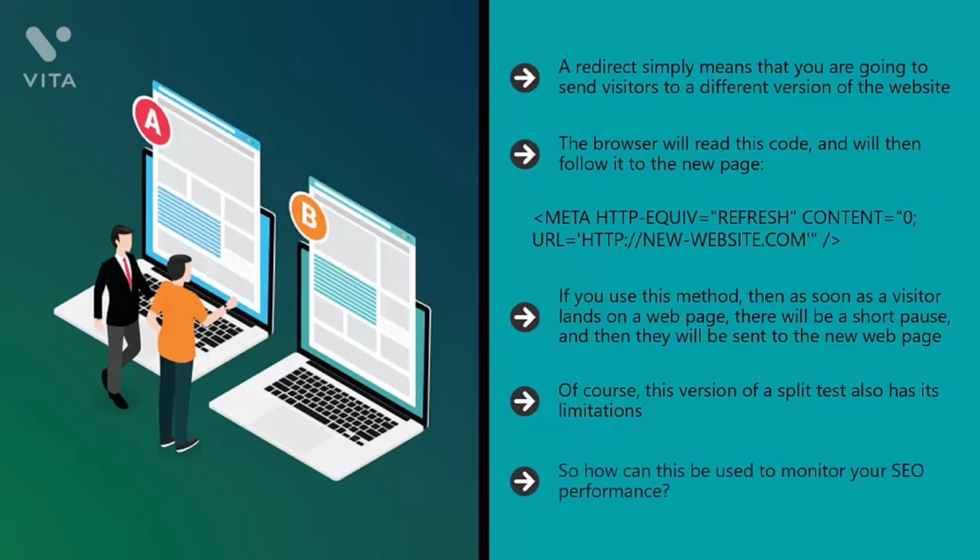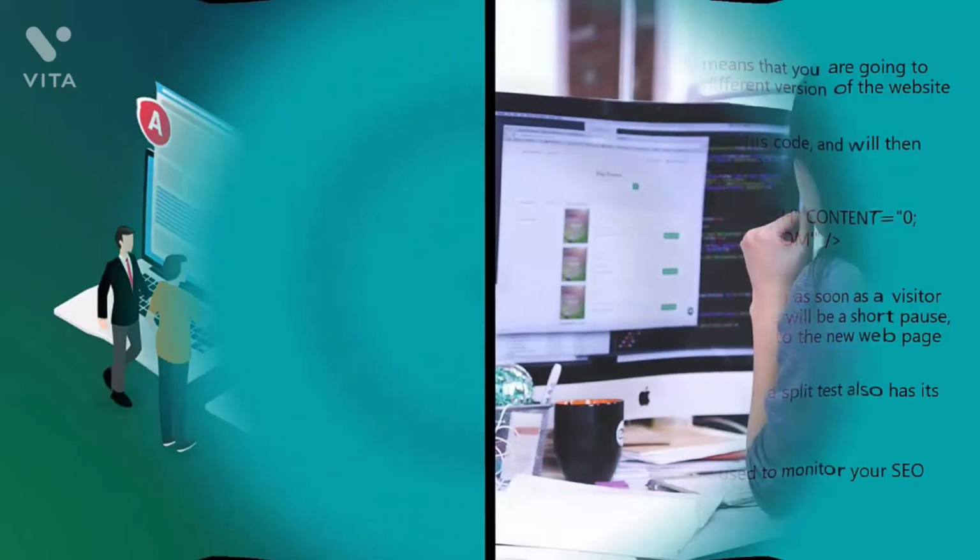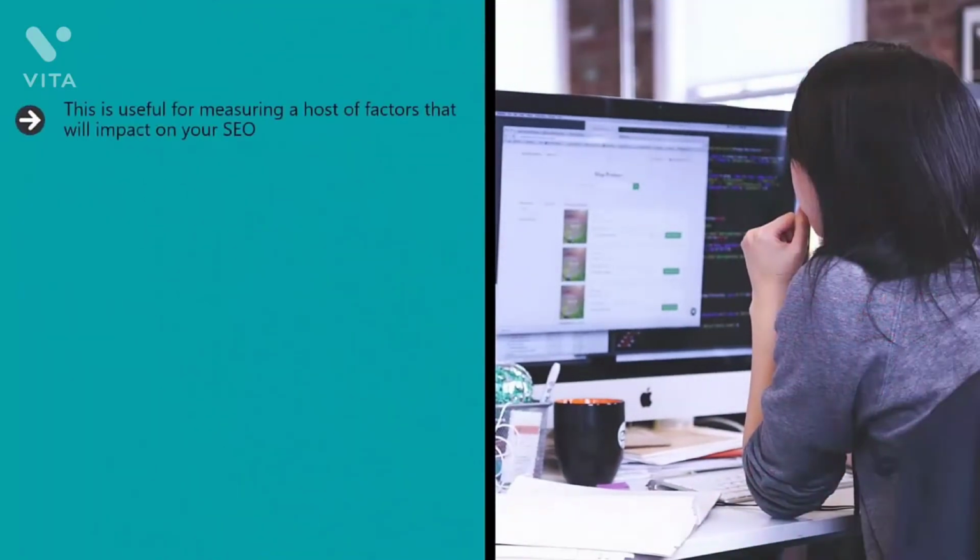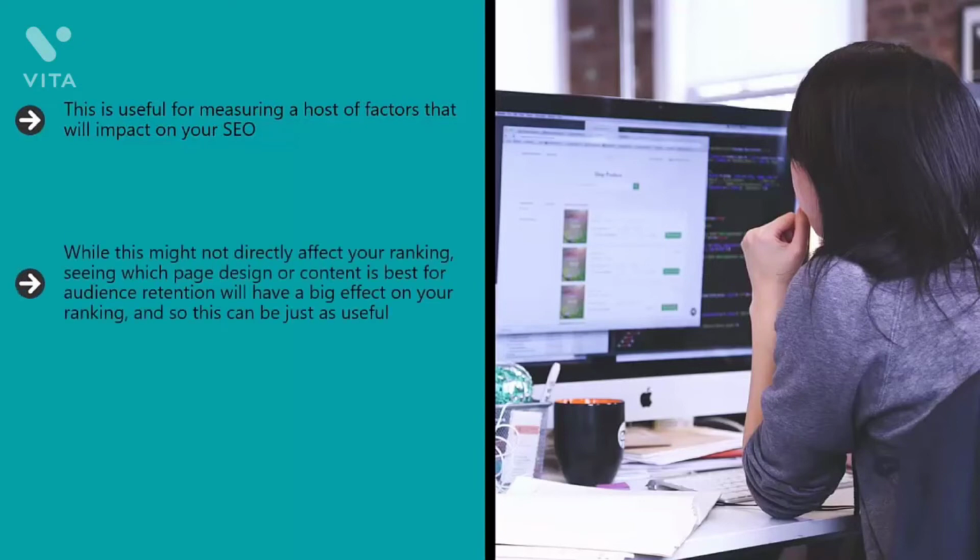So how can this be used to monitor your SEO performance? This is useful for measuring a host of factors that will impact on your SEO. That means things like bounce rates, things like CTR, click-through rate, and more. While this might not directly affect your ranking, seeing what page design or content is best for audience retention will have a big effect on your ranking, so this can be just as useful. Which type should you use?